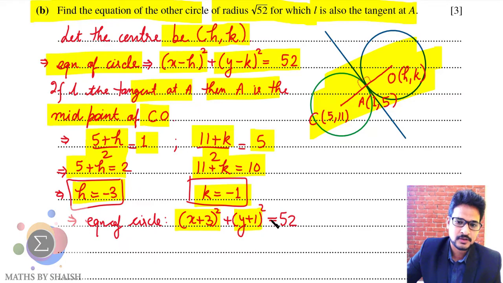And hence the equation of the circle becomes (x + 3) whole square plus (y + 1) whole square equals 52, root of 52 square, so that is 52. That's the equation of the circle.